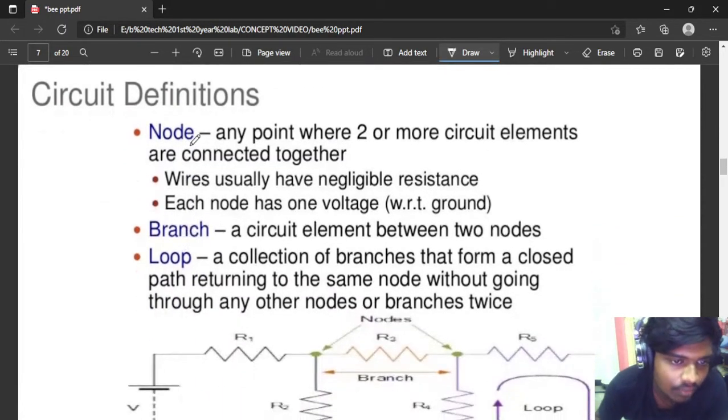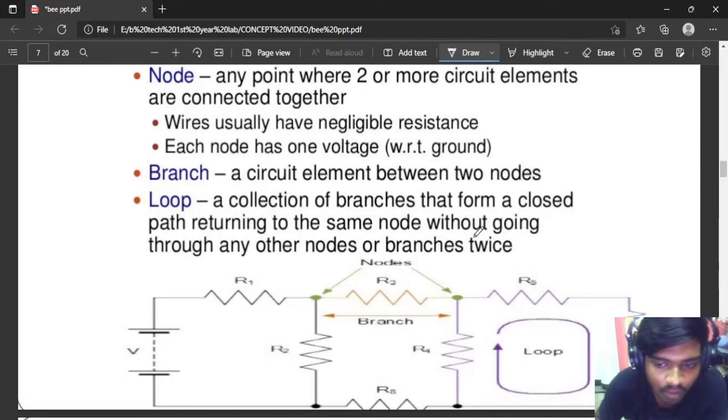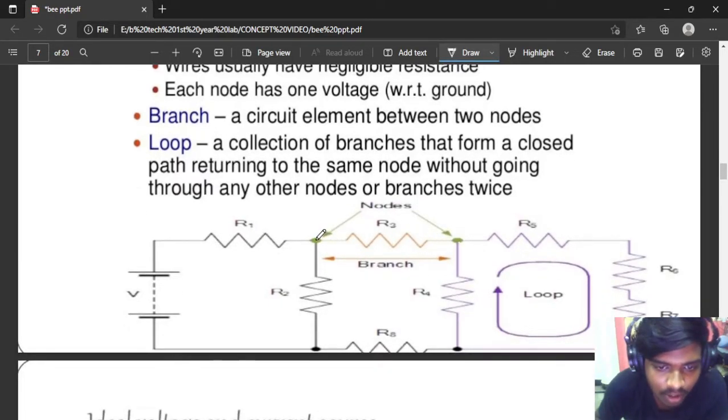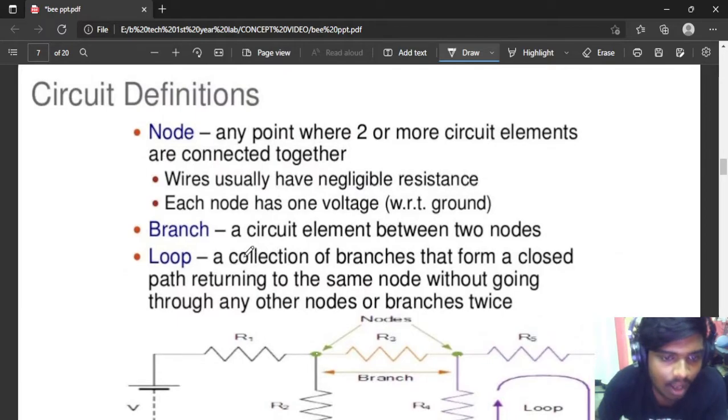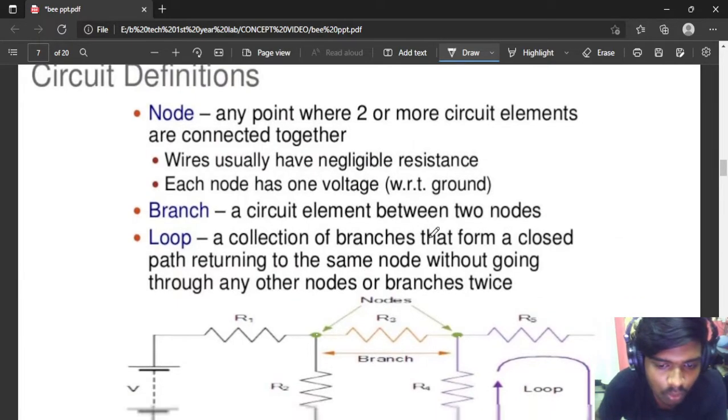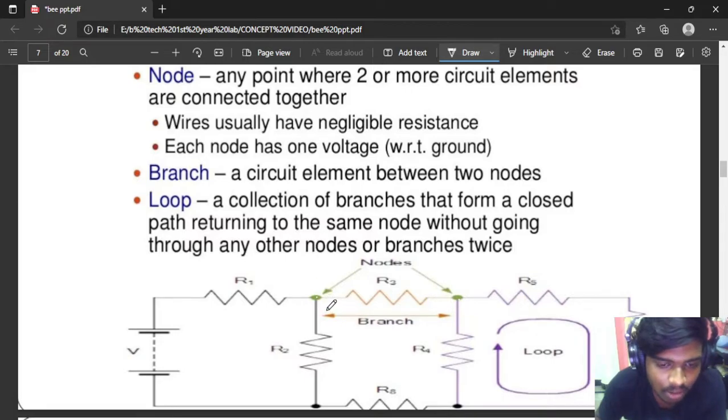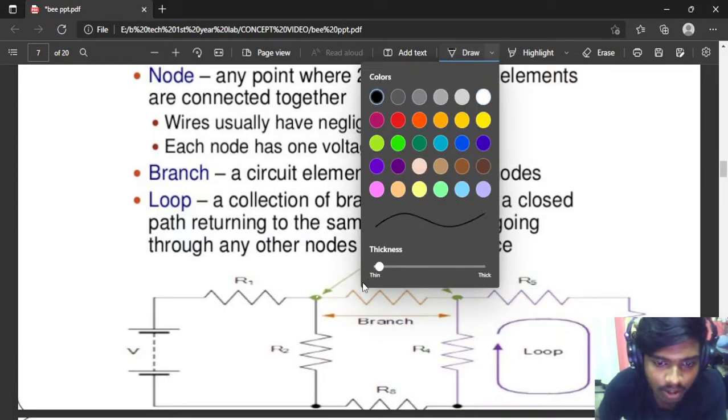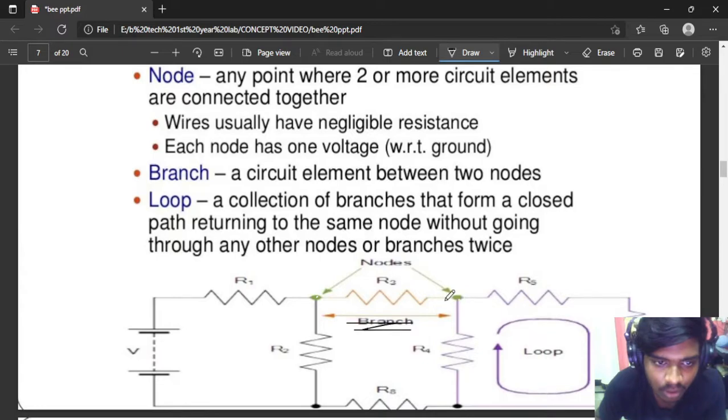First, a node is any point where two or more circuit elements are connected together. For example, we can take this point, and this point is called a node because more than two elements are connected. Here we are connecting three resistors at a point, R1, R2 and R3, and this is node 2 where R3, R5 and R4 are connected. And a branch is a circuit element between two nodes.